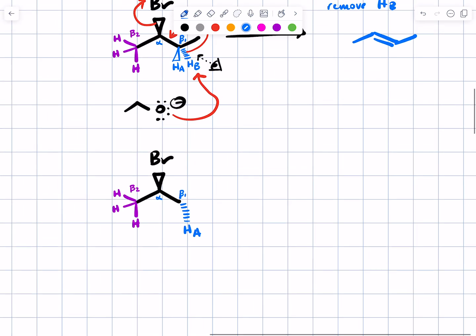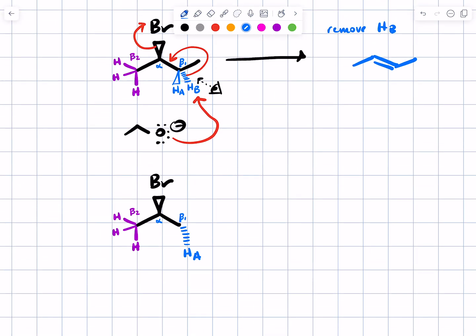Where should HB be located? HB used to be down. I'm going to rotate it up and into the plane of the page. HB should be here, and that would put the methyl group here. All right? Have we done that correctly?